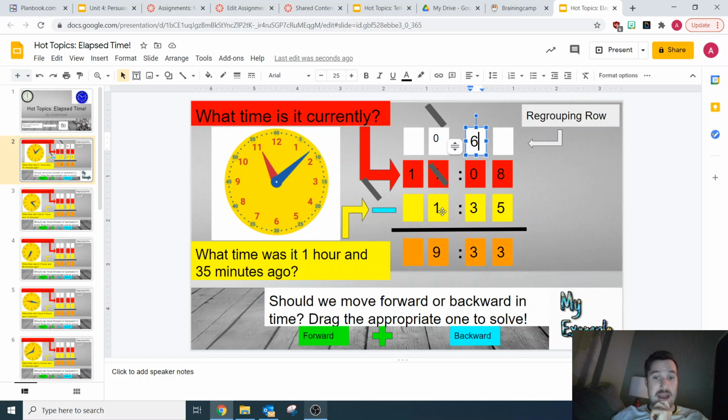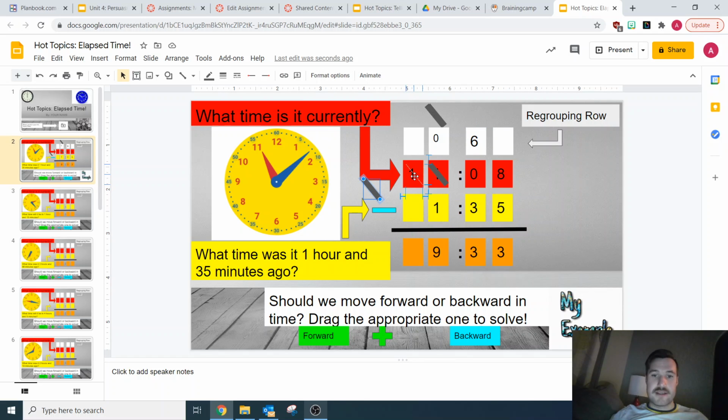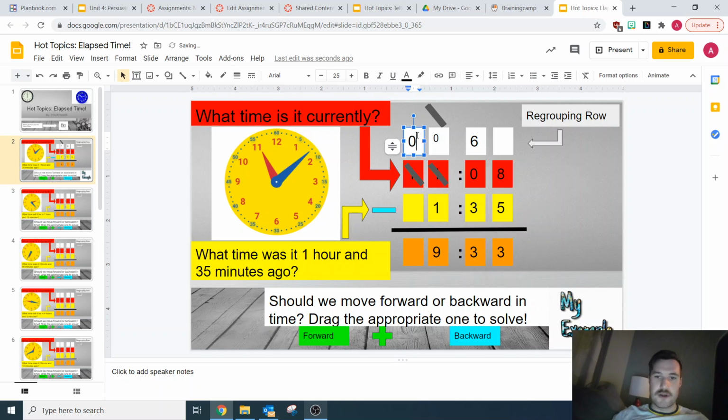And 0 hours minus 1 hour is, well, we have to regroup. So when I regroup here, this 10 hours becomes 0 hours, and this 0 hours becomes 10 hours. Now you might be thinking, why didn't I regroup this as a 60 here? Well, because we went down from 11 to 10, so I don't have to regroup a 60 there. That one I regroup normally. Now 10 hours minus 1 hour is 9 hours. So what time was it an hour and 35 minutes ago?